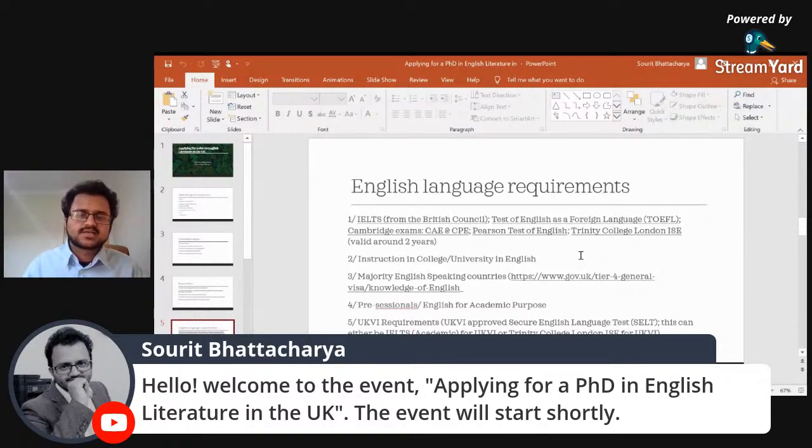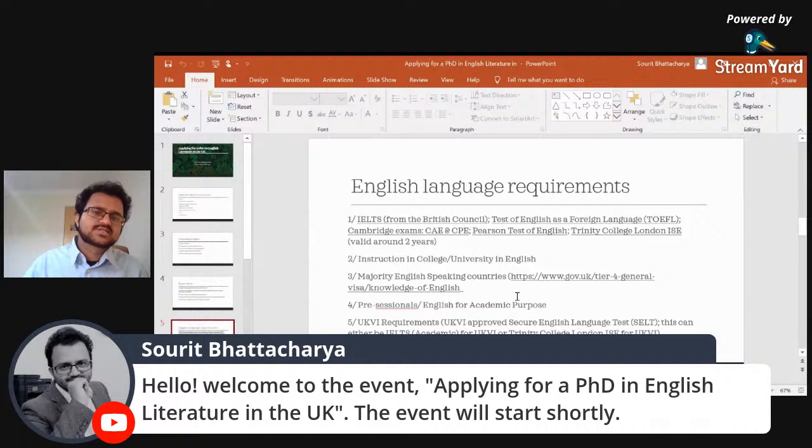And as I said, there is a particular link on the PowerPoint. You can always get to this UKVI Tier 4 student visa page on knowledge of English. So you can always see which countries are exempted from this particular English language requirement.